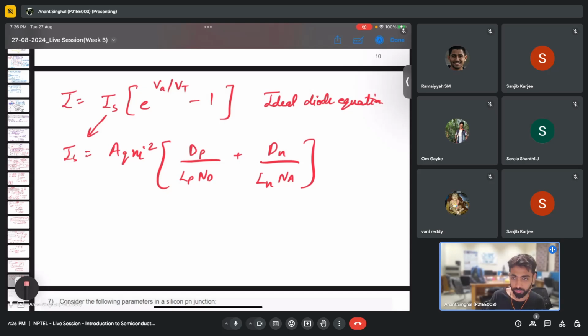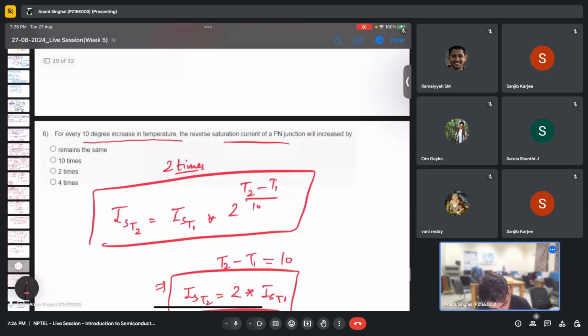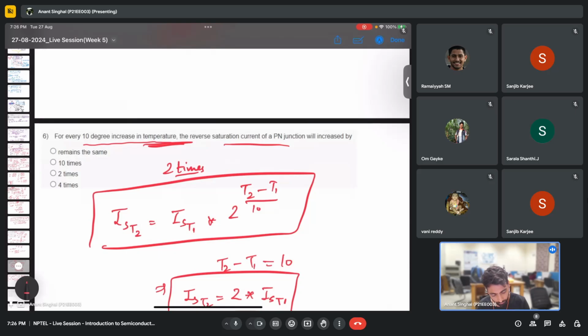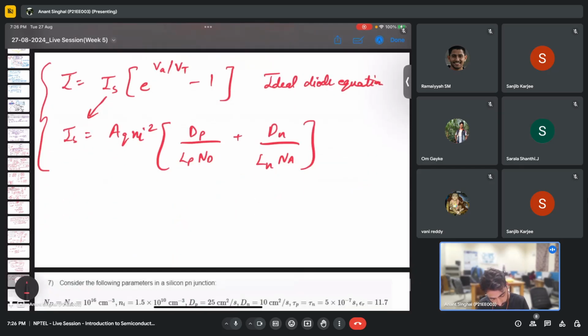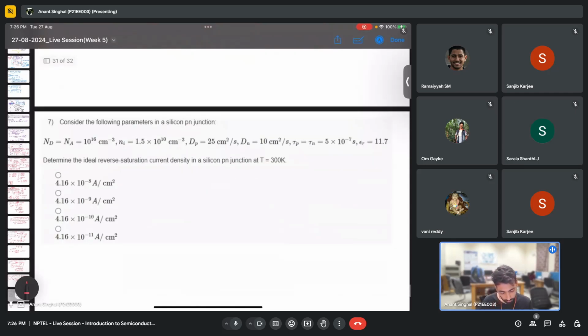Do I need to do the derivation or are you already aware of this? Please let me know quickly. We are aware of it, sir. Yeah, so if you are aware, then most of the problems in this particular week depend upon these two formulas directly. So let's go into the problems. This was quite straightforward: for every 10-degree increase we have a 2 times increase in the reverse saturation current. There is a whole derivation associated, you can check it out in the theoretical lectures. So let's move forward now.